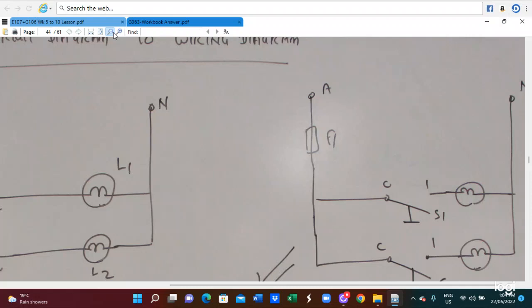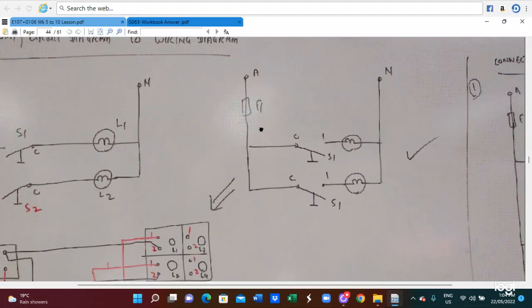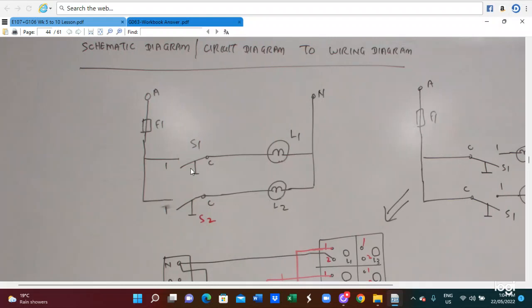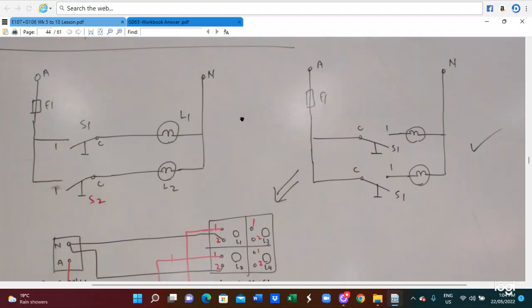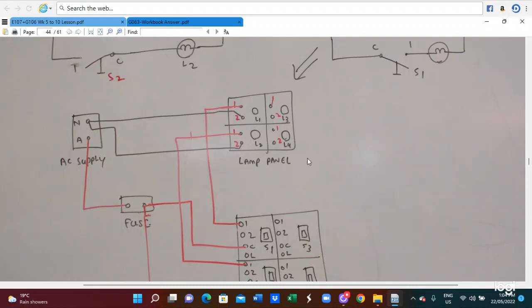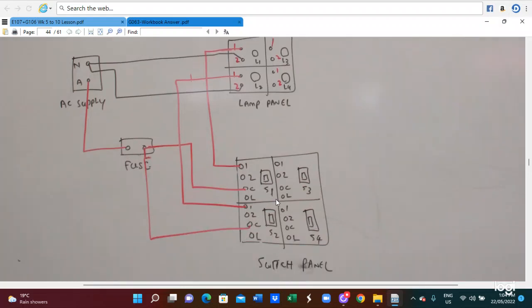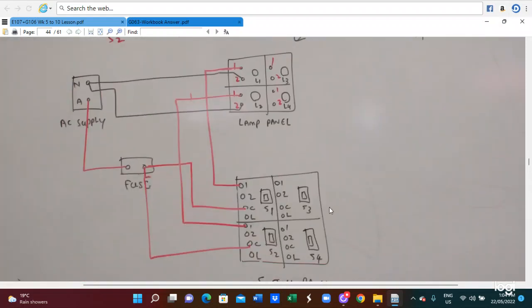This is a wiring diagram, circuit wiring diagram. So this is for the two switches controlling the light. This is the connection diagram, and this is for the circuit connection diagram. And here is a wiring diagram in this one. This is a supply panel, fuse, and a switch panel. So this is for the circuit diagram. Circuit diagram, here is the rear connection diagram.